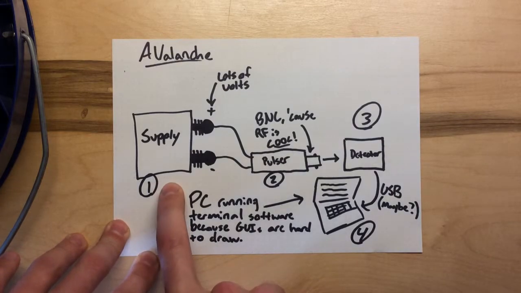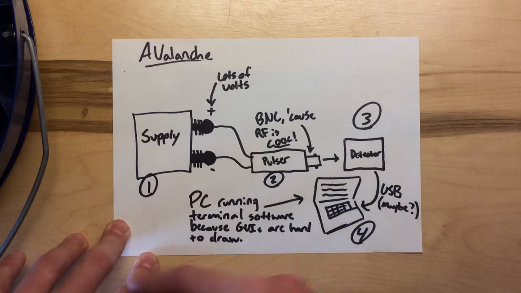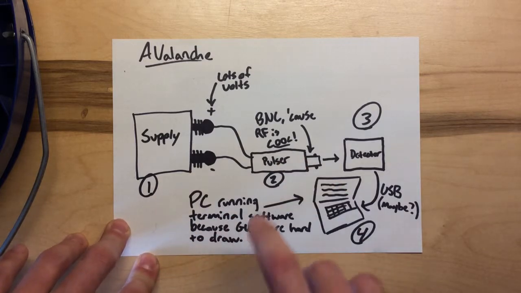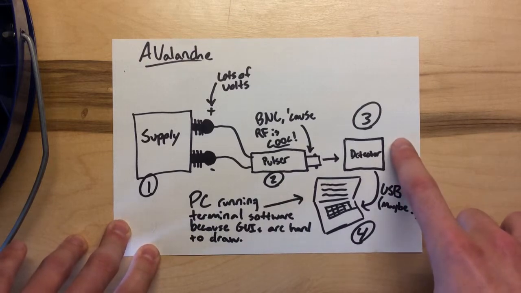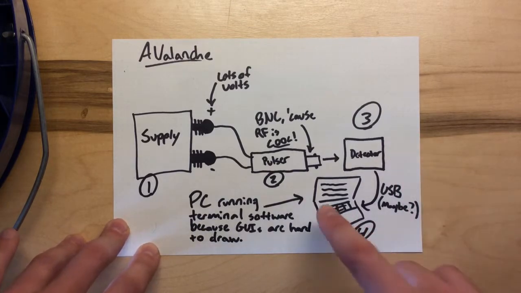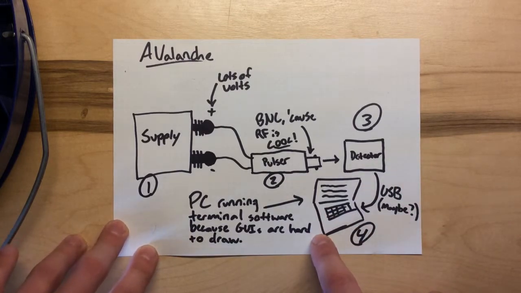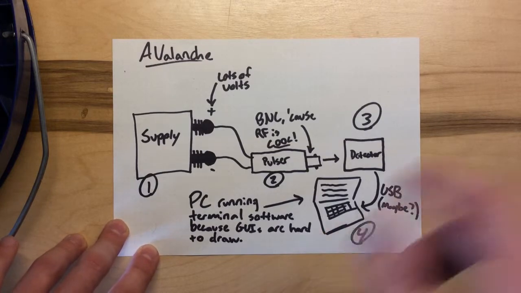The project consists of 4 modules, including a supply, which outputs high voltage on the order of 150 volts. We have the pulsar itself, which is pretty simple. We have a detector to monitor that pulsar, and we have some software running on a PC that actually watches the detector and reads the data out of it.